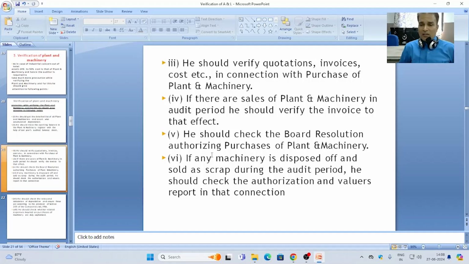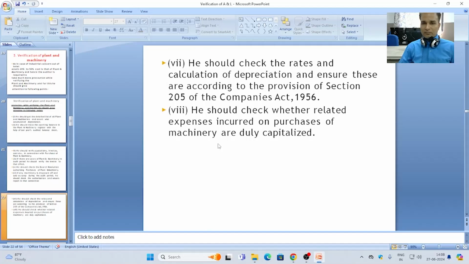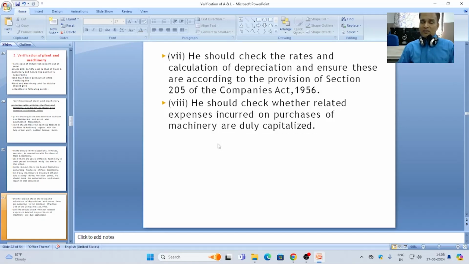If any machinery is disposed of and sold as scrap during the audit period, the auditor should check the authorization and valuer's report in that connection. Same in the case of any type of purchase. The auditor should check the rates and calculation of depreciation and ensure these are according to the provisions of the Companies Act.